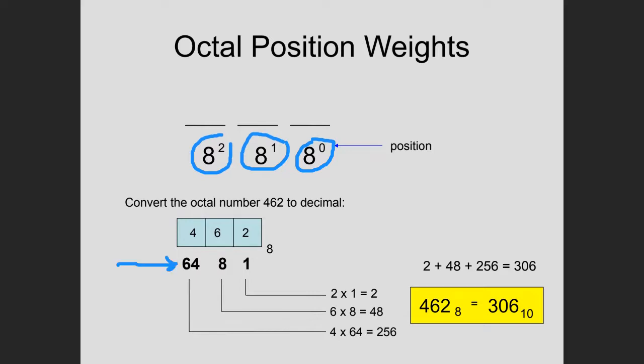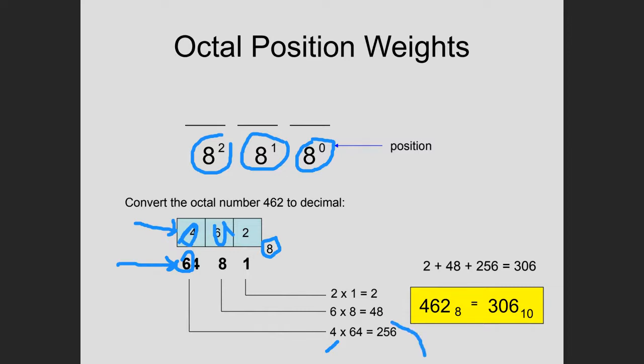So I have 4, 6, 2. Now that little 8 right there is the subscript. That means this number right here is an octal number. It's not 462 base 10, it's 462 base 8. If you want to convert it to base 10, then you have to do this math. You say, all right, I got 4 of these, so I got 4 times 64. I got 6 8s, so I got 6 times 8.